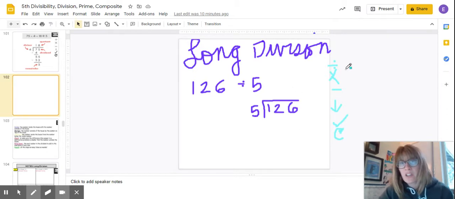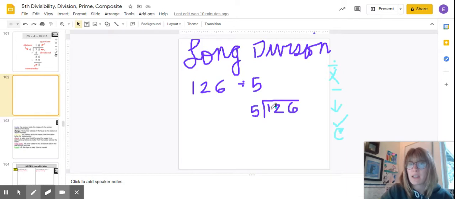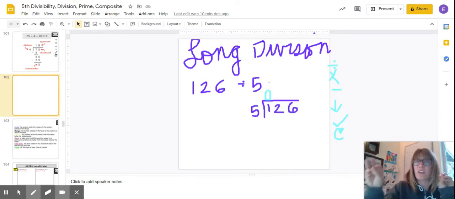When we think about this, we're going to start at the top. So first we must divide. Well, we ask ourselves, how many times does 5 divide into 1? If I count by 5s, will I hit 1? No. In other words, it fits 0 times. Putting the 0 here as a placeholder is important so that your place value ends up staying lined up.